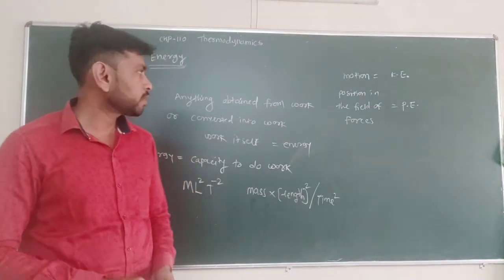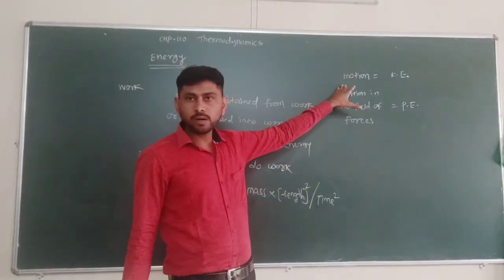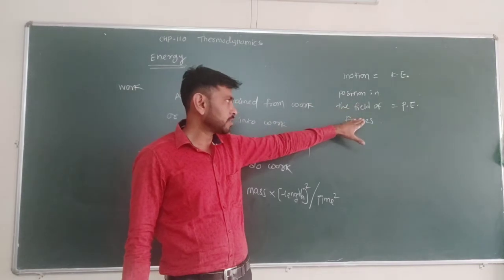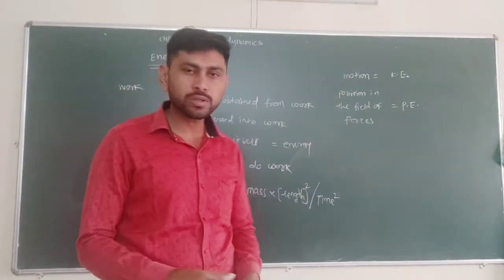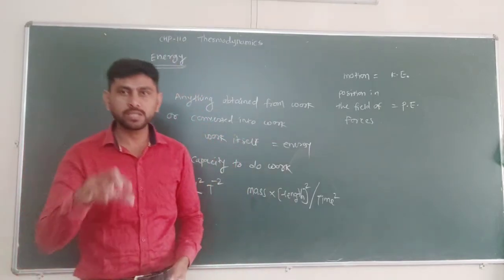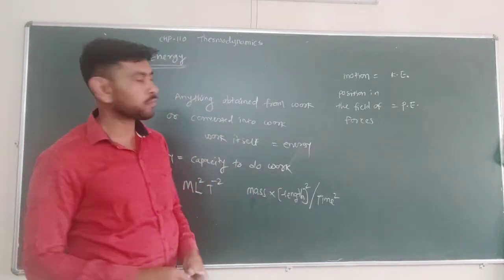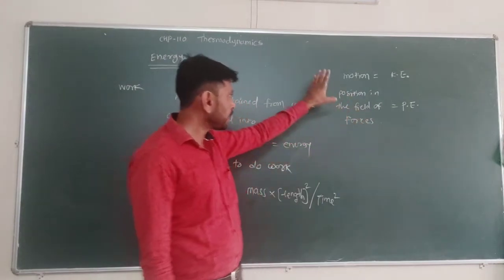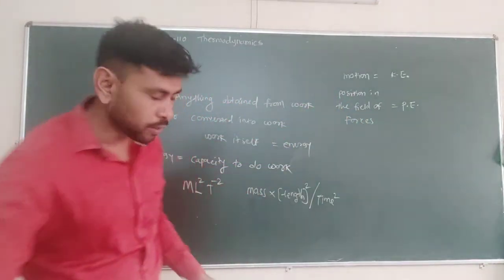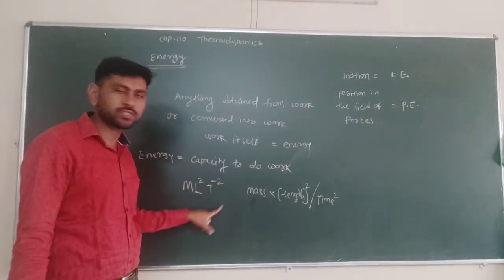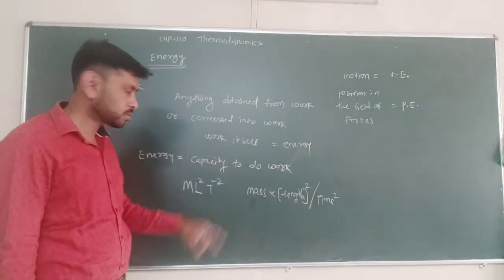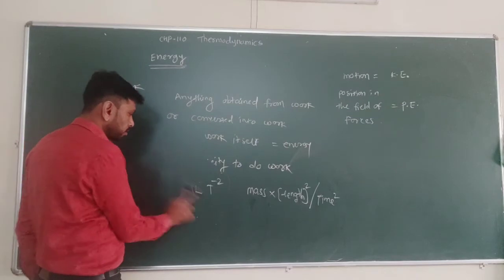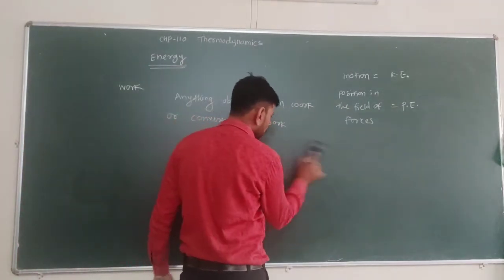So two types of energies we know: kinetic energy and potential energy. Kinetic energy is due to the motion, and potential energy is due to the position of that particular object or system in the field of forces. All kinds of energy have such dimensions: mass, length squared, and time inverse square. So this is about energy.